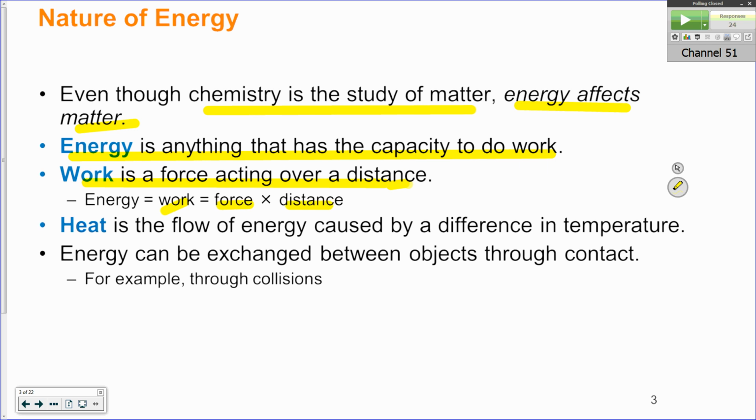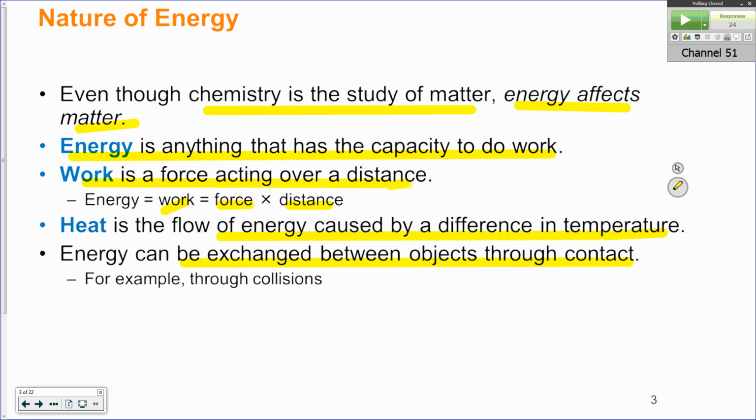That's a physics definition. Heat is the flow of energy that's caused by a difference in temperature. So you have to have 2 things that are different temperatures to have a flow of heat. You're going from one temperature to the other. And we know that energy can be exchanged between objects through contact.